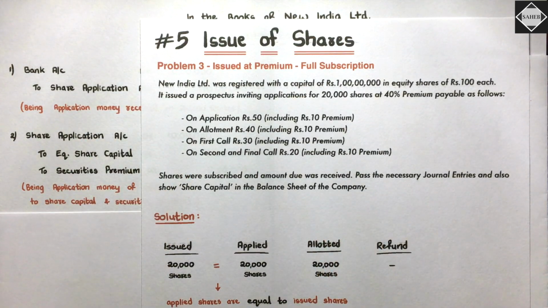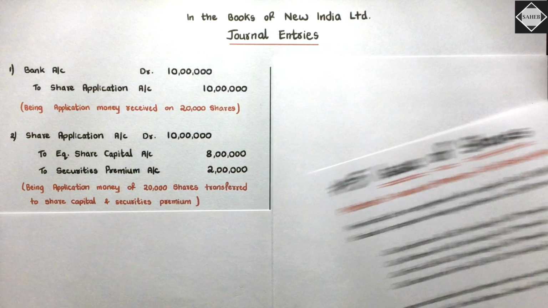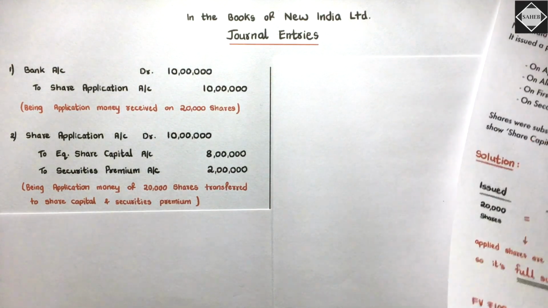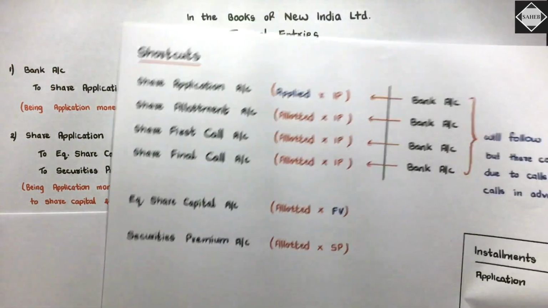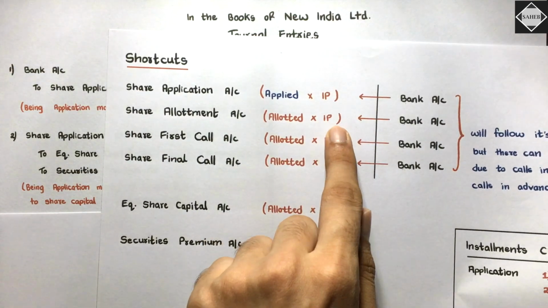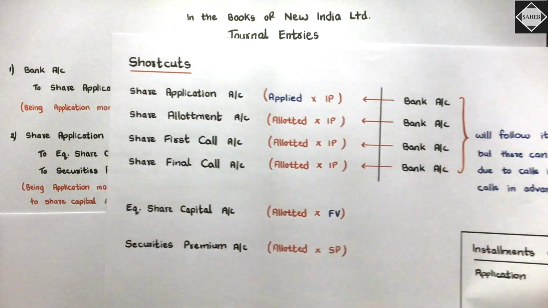How to make it due? Debit the allotment account. Really simple. See here, debit the allotment. What is the shortcut of allotment? Allotted into allotment part of IP, right?